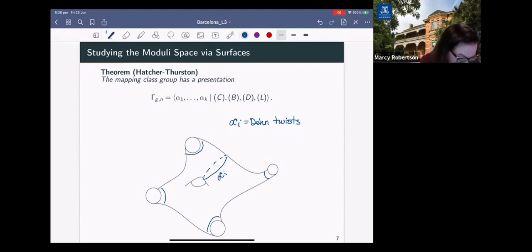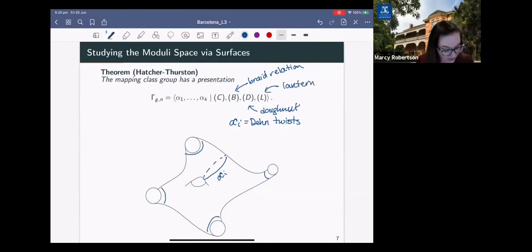And then I'm not going to tell you what the relations are because we're not going to use them in this talk. But if you just want to know, this stands for the standard braid relation. D is for donut and L is for lantern. And I don't think C has an interesting name. It's just written as C. Maybe it does and I forgot it. But all right, so we have this nice presentation. I'm not going to use in the talk that there is such a presentation. I'm going to use in the talk how they proved that they had such a presentation, like the proof of where this presentation comes from.